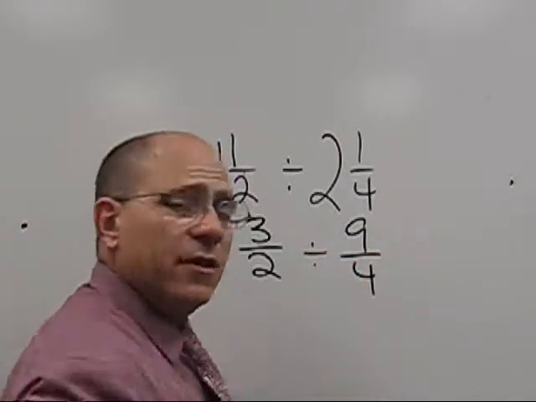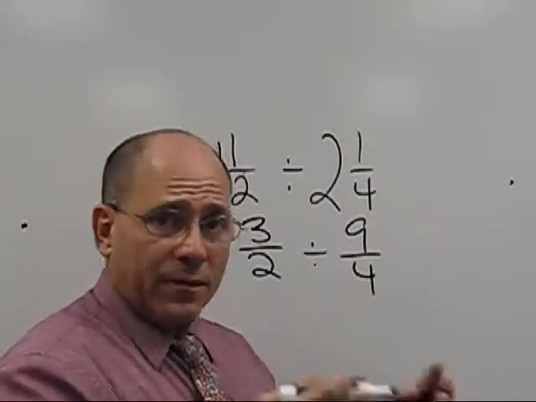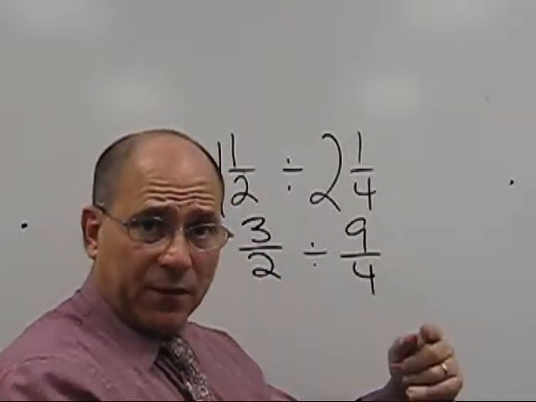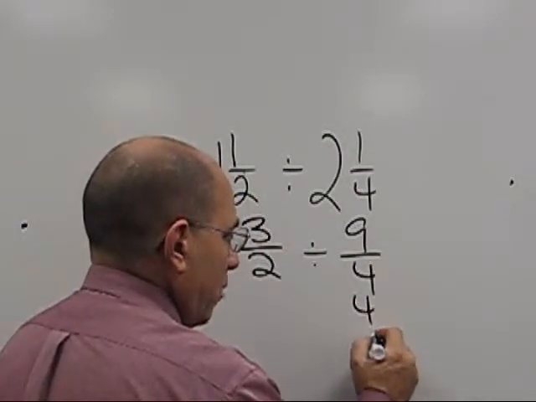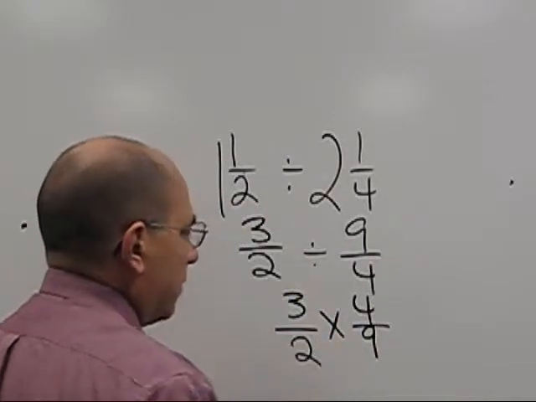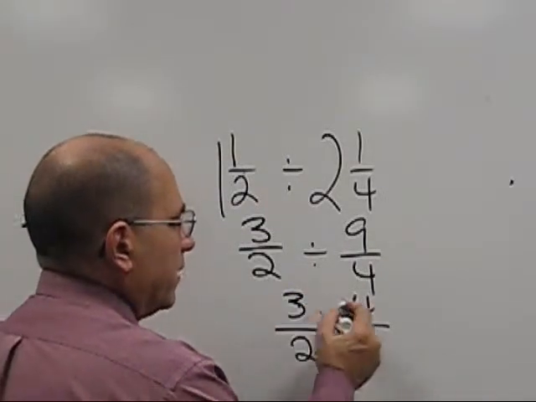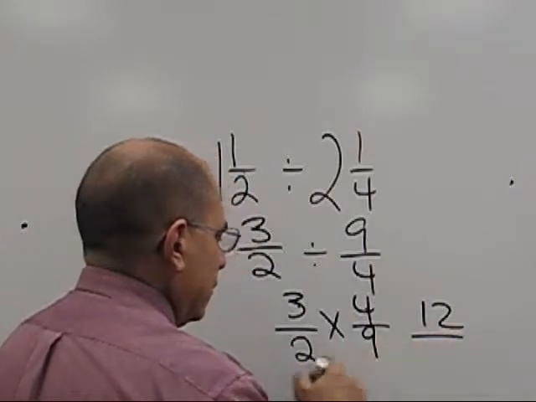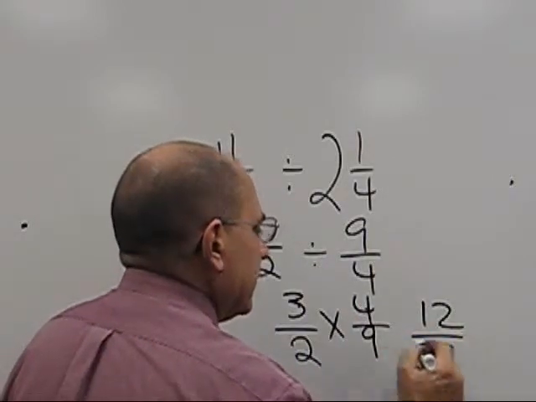Now we're still under the division symbol. Now we do what I just demonstrated. You flip the divisor. You say this is 4/9. You change the sign, and then you multiply. 3 times 4 is 12, and 2 times 9 is 18.